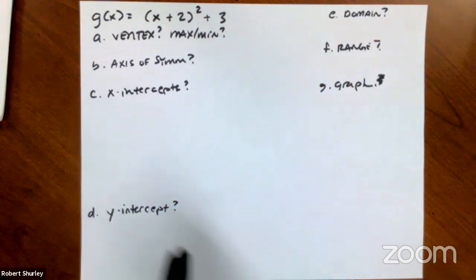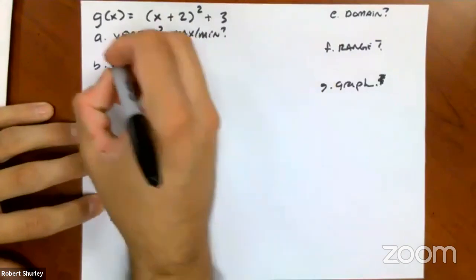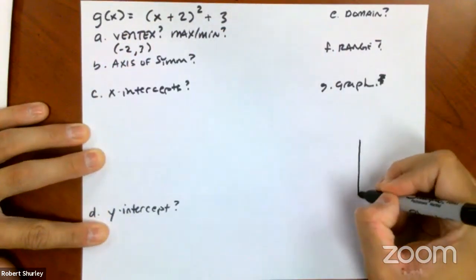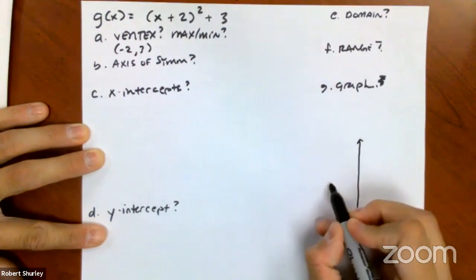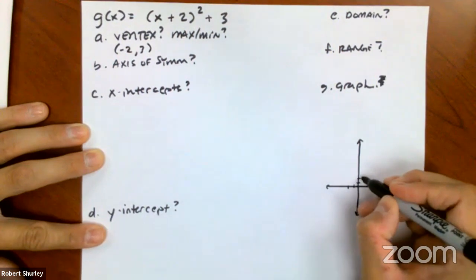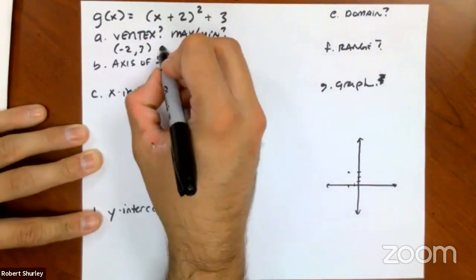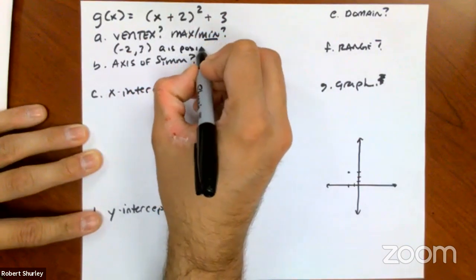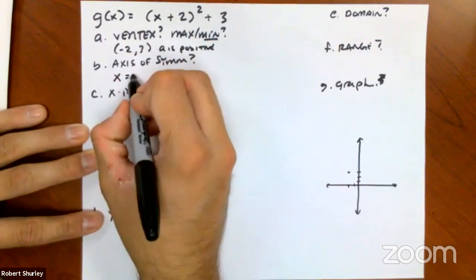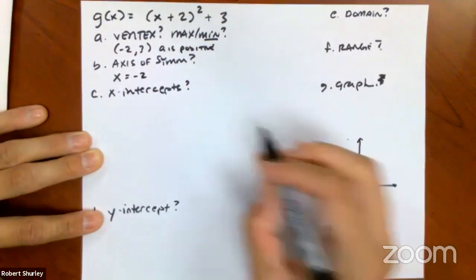Okay, I'm going to start. Keep working. I'm going to just start on this. Let's see. On the vertex, look, we know we go to the left 2 and then up 3. Oh, this is going to be a minimum, right? Because the A is positive. A is just positive 1. The axis of symmetry would be x equals -2, right? I mean, if you want to graph it, it'll look like that.